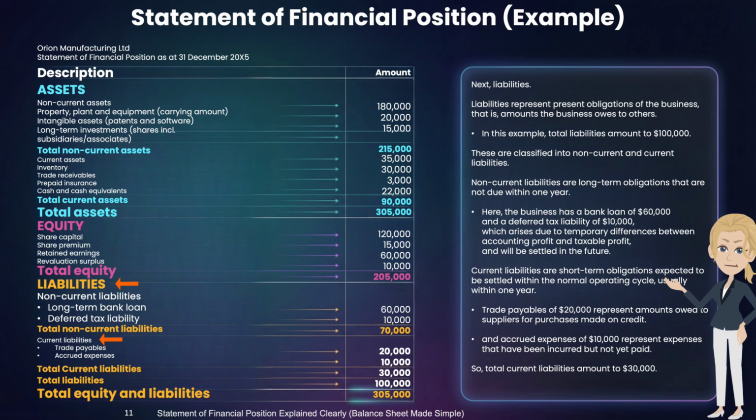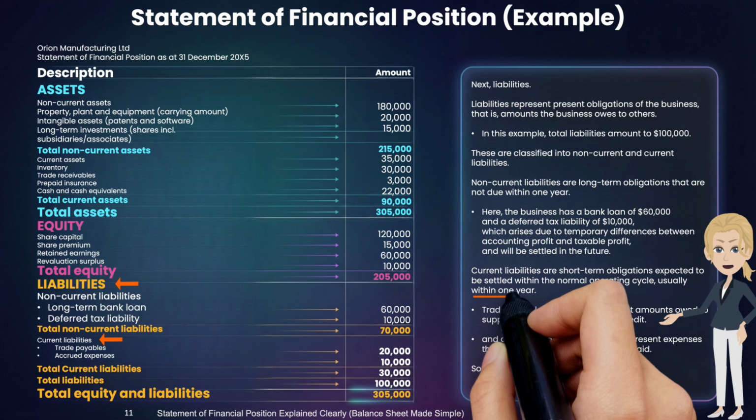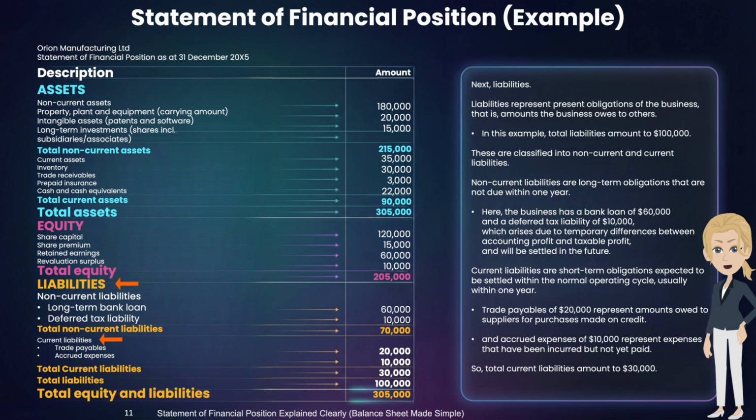Current liabilities are short-term obligations, expected to be settled within the normal operating cycle, usually within 1 year. Trade payables of $20,000 represent amounts owed to suppliers for purchases made on credit. And accrued expenses of $10,000 represent expenses that have been incurred but not yet paid. So, total current liabilities amount to $30,000.